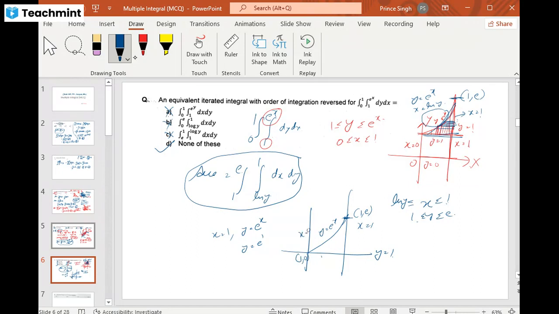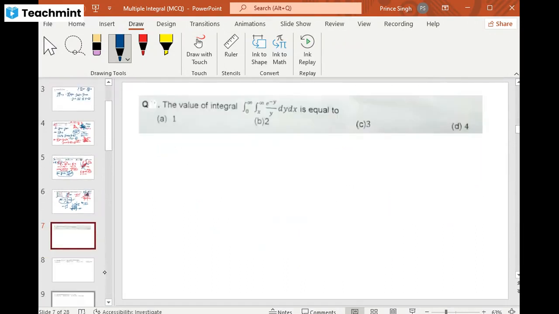Okay, so if we move horizontally, the limit of x started from this curve to this line. Here the value of x is log of y, and here the value of x is 1, and the limit of y varies from 1 to y equal to e. Okay, so this is the representation of the integral. Now let us move to the next question.